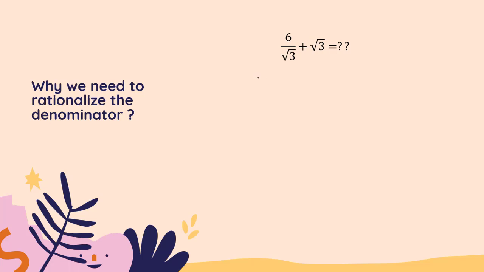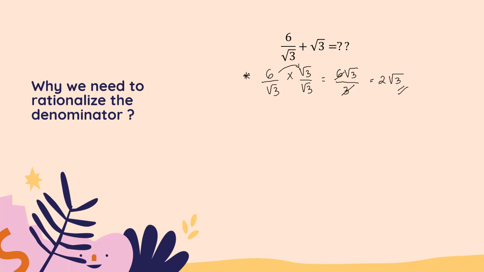So, first, you have to rationalize 6 over square root of 3. You have to multiply with denominator square root of 3 over square root of 3 is equal 6 times square root of 3 over 3. And you can simplify into 2 times square root of 3.